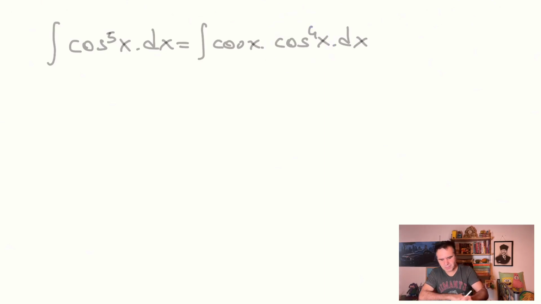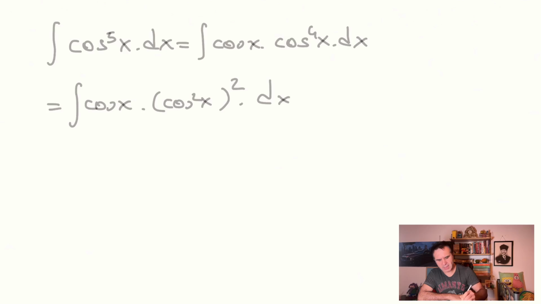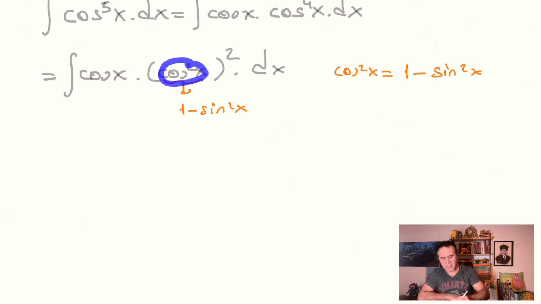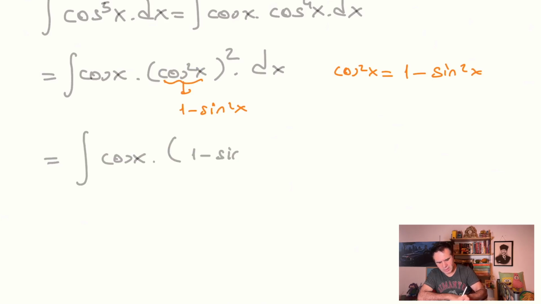How do we do that? Firstly, this integral becomes the integral of cosine x times cosine square of x, squared, dx. And we know that cosine square of x is equal to 1 minus sine square of x. So here we will write 1 minus sine square of x instead of cosine square x. Then the integral becomes the integral of cosine x times (1 minus sine square x) squared dx.